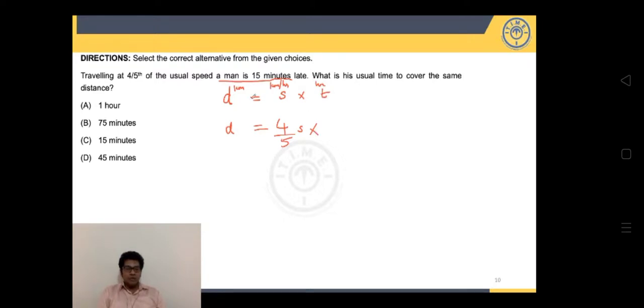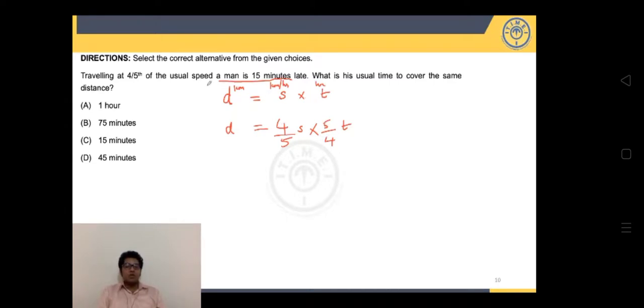Okay, so the actual distance is speed into time. The new speed will be 4/5 of the original speed, so the time should become 5 by 4 times the original time. Then the 4 will cancel, the 5 will cancel, and d equals s t will be true. When the speed is decreasing, time should increase. Since the distance is constant here, speed becomes 4 by 5th, and time should become 5 by 4th. It is just the reciprocal.